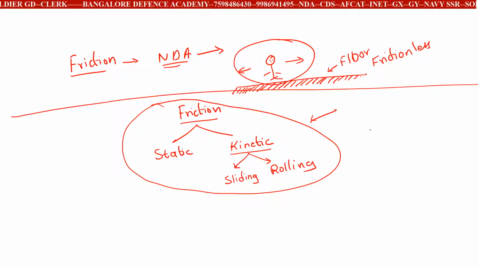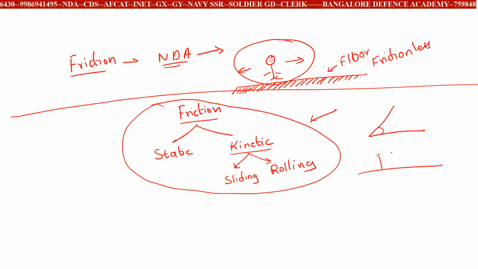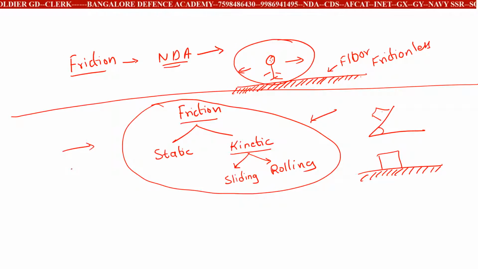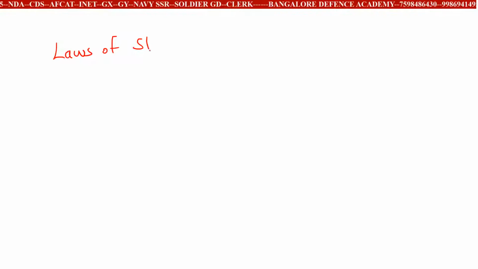There will be different cases given when a ball is going to roll or when a box is going to slide, and what will happen if I keep it on an inclined plane, what will happen if I keep a box on a horizontal surface. This kind of questions will be asked in your examination. So I hope that you have drawn this mind map, that is friction. There are two types: static friction and kinetic friction, with sliding and rolling. Fine.